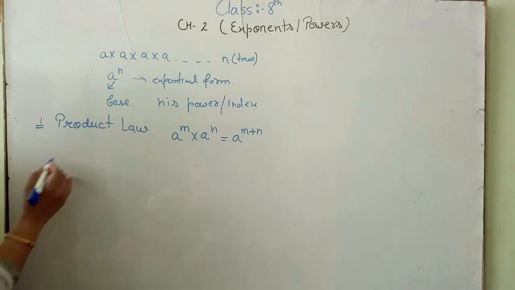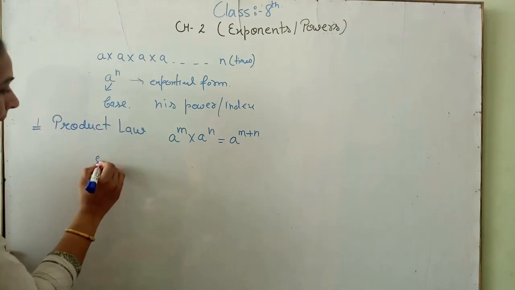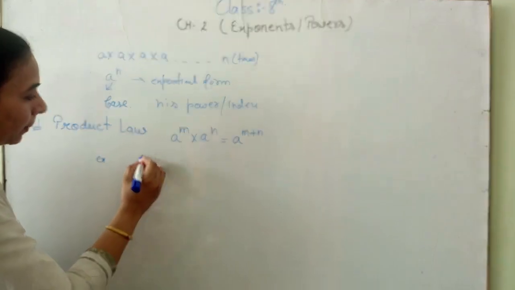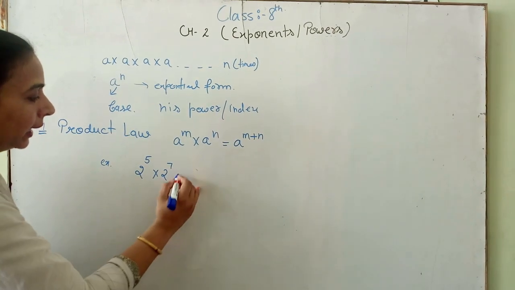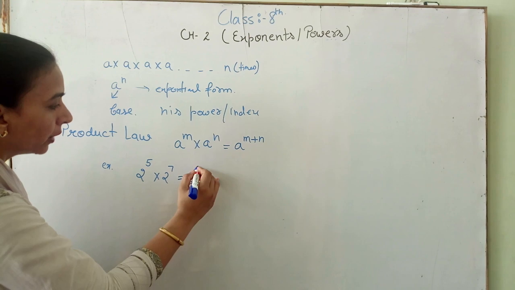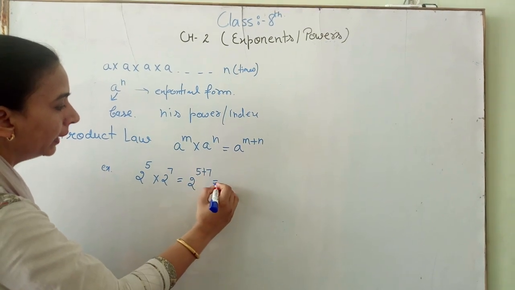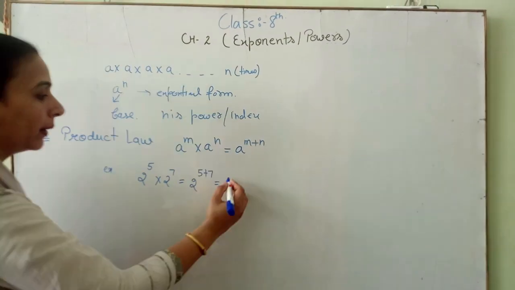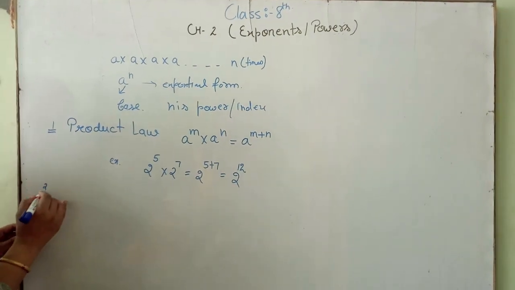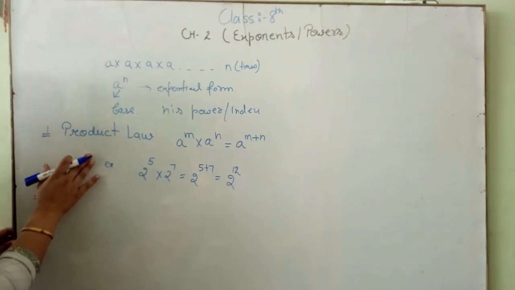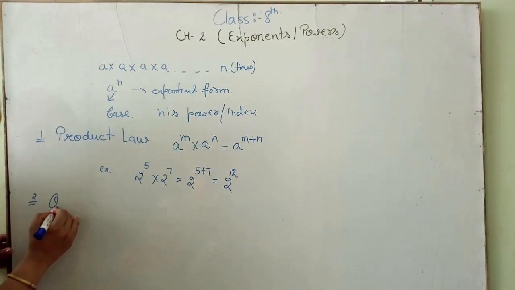For example, if 2 raised to the power 5 is multiplied by 2 raised to the power 7, then we can write this as 2 raised to the power 5 plus 7. This is equal to 2 raised to the power 12. Clear, students? First is the product law. Second is the quotient law.